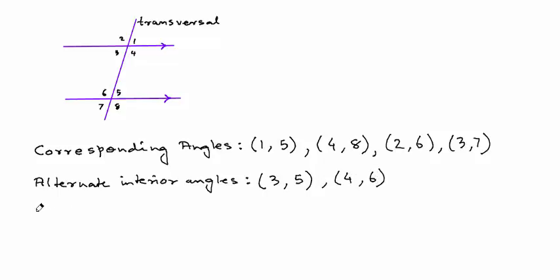Similarly, we have something called co-interior angles. Co-interior angles are interior angles that are on the same side of the transversal. So if we look at angle 4 and angle 5, they form one pair of co-interior angles. And angle 3 and angle 6 form the other pair.